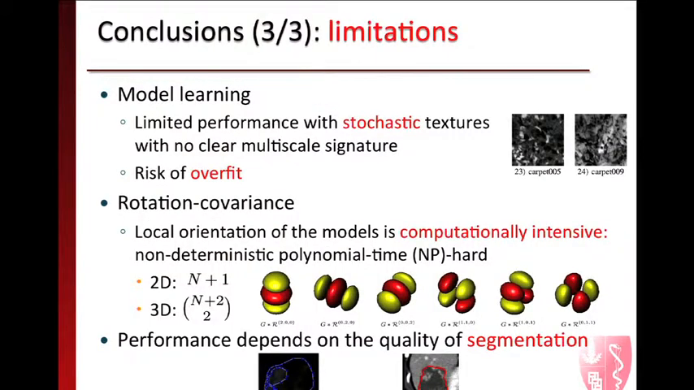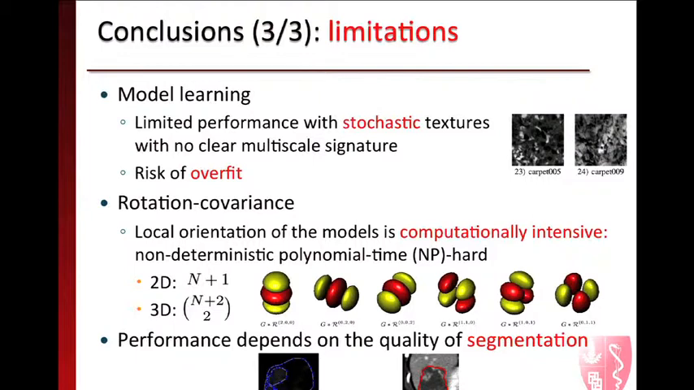We've seen that there are several limitations of this work. For instance, in terms of model learning, we have seen that we have a limited performance for stochastic texture. So we need to go further to find ways to discriminate between this very stochastic texture. As we are adding another level of learning in the framework, we need to be very careful with the risk of overfitting. So really to perform the cross validations well, and maybe even train the models on a database and test them on another database.